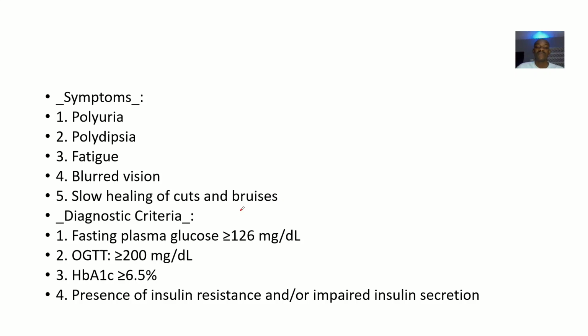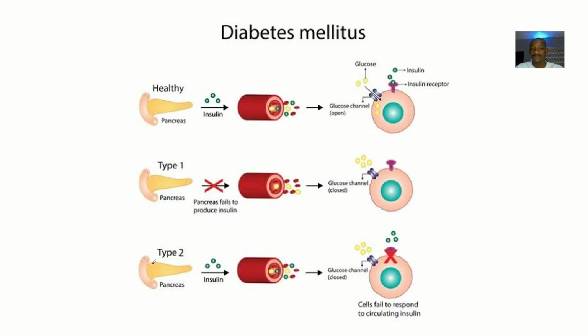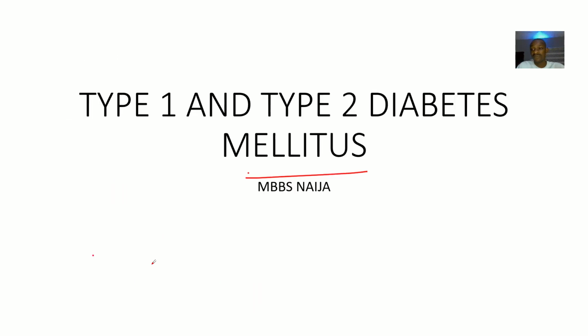Okay. Fasting plasma glucose will be more than what? 126 milligrams per dL. Oral glucose tolerance test should be more than 200 milligrams per dL. Then glycated hemoglobin will be more than what? 6.5%. All right, so you get it now. So that's it for the differences between what? Type 1 and type 2 diabetes mellitus.